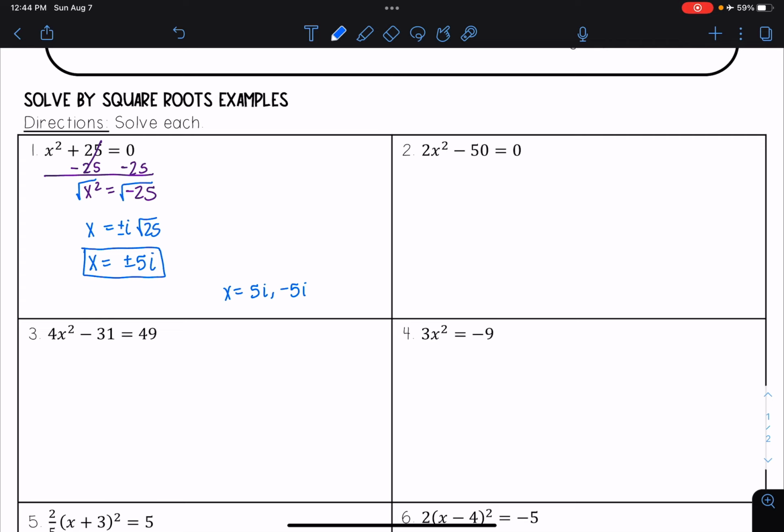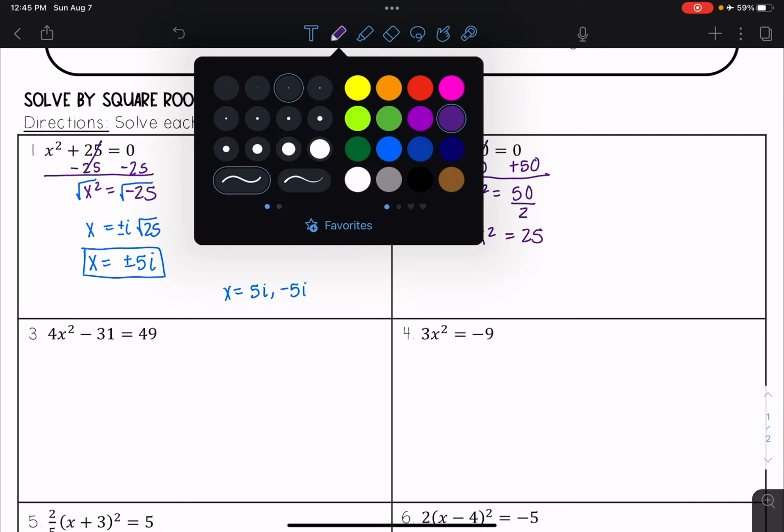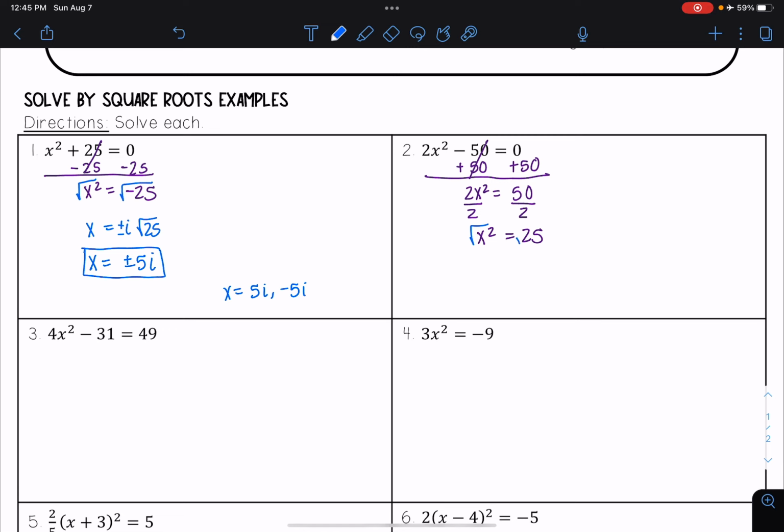Okay, look at this next one. I have 2x squared minus 50 is equal to 0. My first step to get x squared by itself is to add 50 to both sides. And so I have 2x squared is equal to 50. Then I want to divide both sides by 2. So I have x squared is equal to 25. And then taking the square root of both sides, I get that x is equal to plus or minus 5.